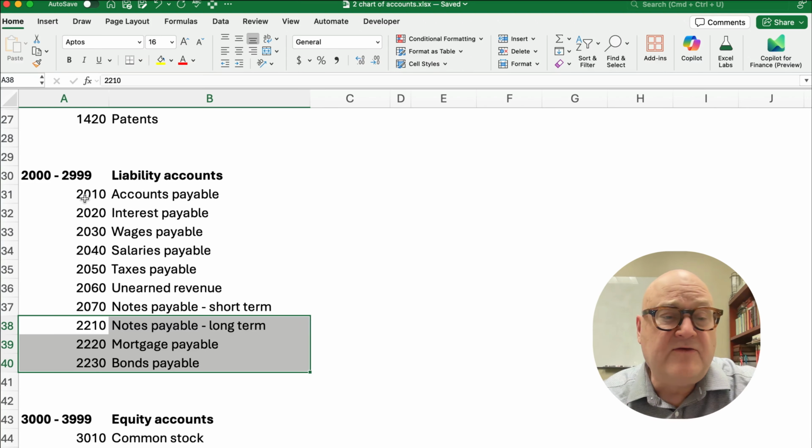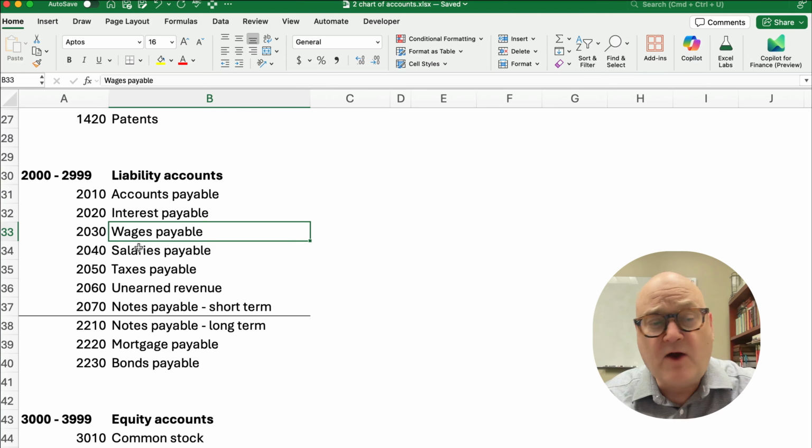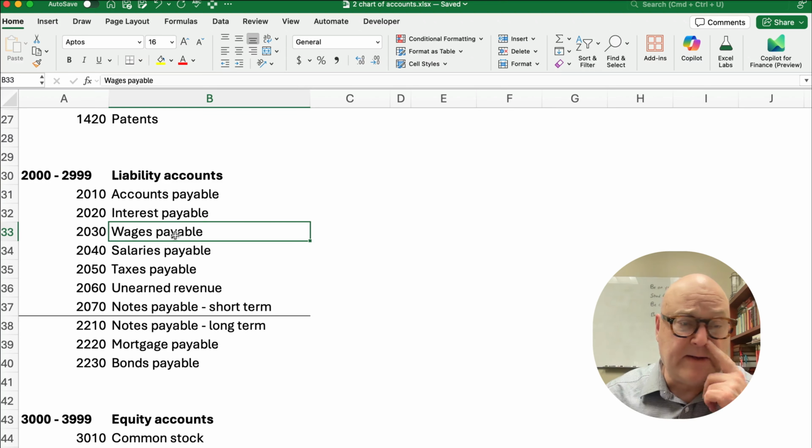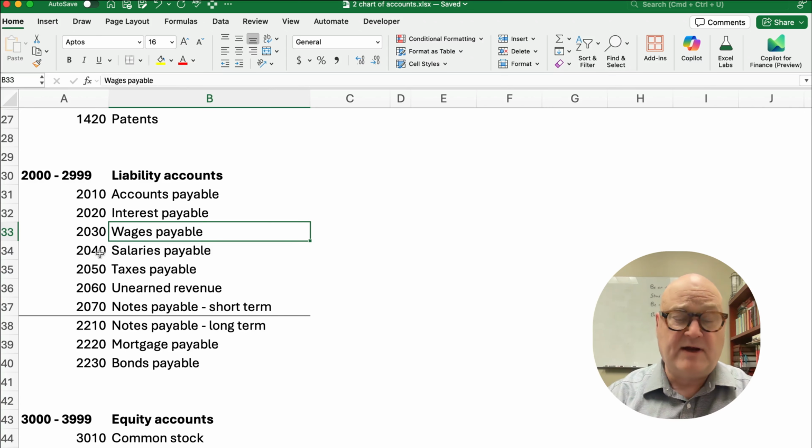Now, if you'll notice, we have gaps in between the accounts because you might want to add an account. You might say, oh, we need another payable account, and we could put it in between the 2030 and the 2040, maybe 2032 or 2035, or you could have several accounts. So you want to have a system where it's flexible.